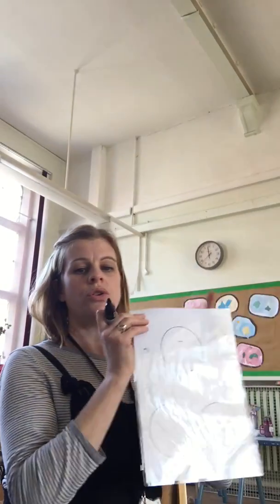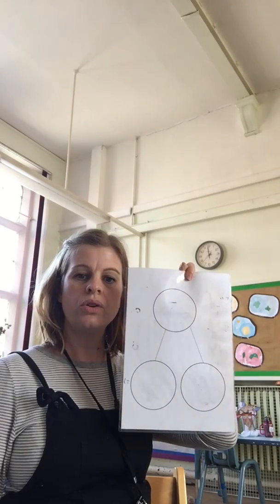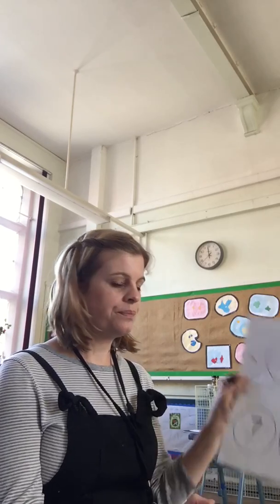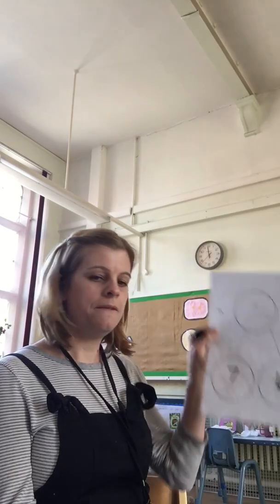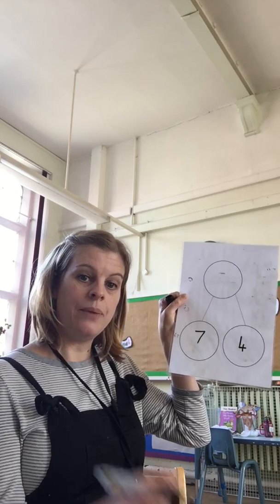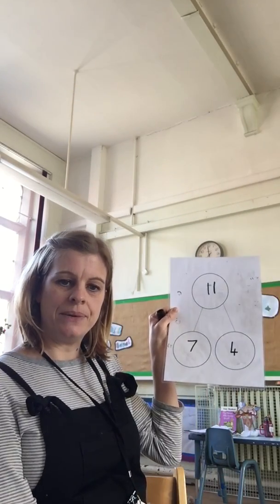The other thing you could do is you could draw a part whole model on your whiteboard and you can fill that in. So we had 7 as one of my parts. We had 4 as another of the parts. And when you put those two parts together, our whole was 11.